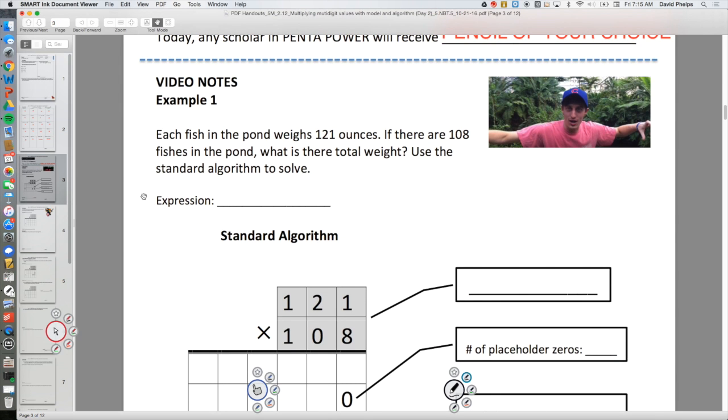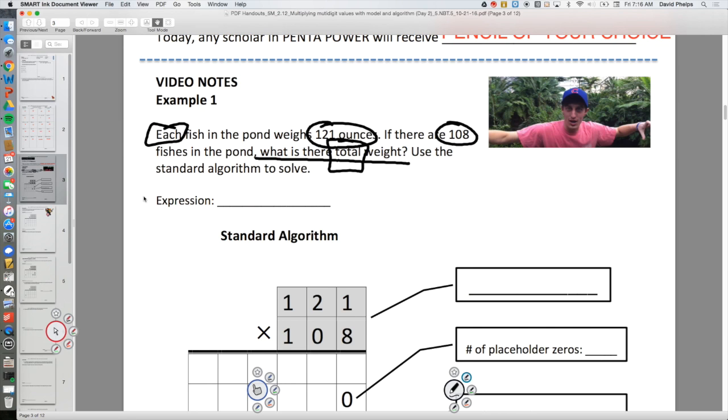So if you just watched this video, I'll read the question and annotate as we go. Example 1. Each fish in the pond weighs 121 ounces. If there are 108 fish in the pond, what is the total weight? Use the standard algorithm to solve. Notice what I've circled, underlined, and boxed.